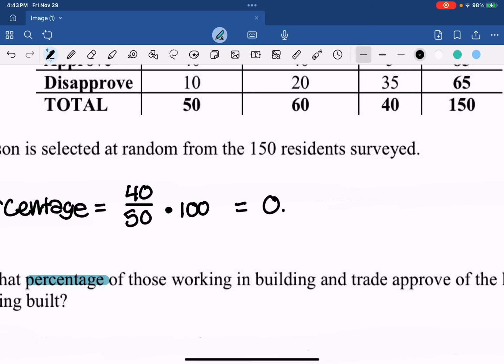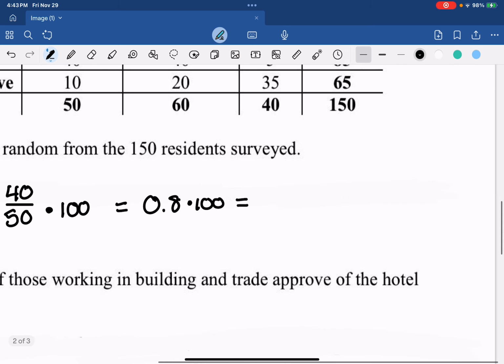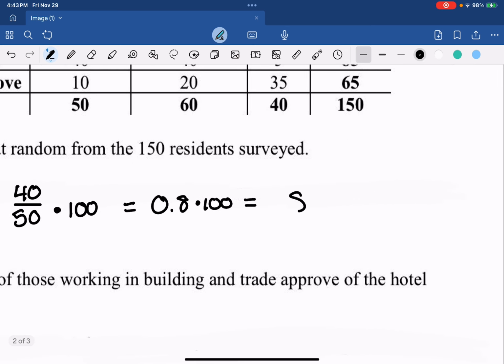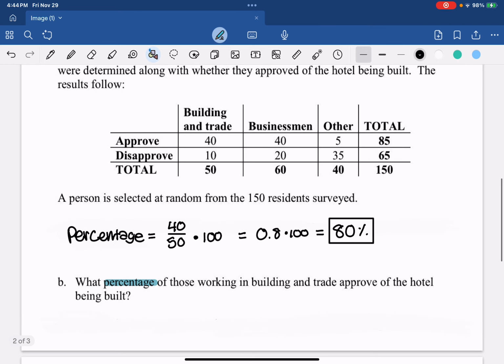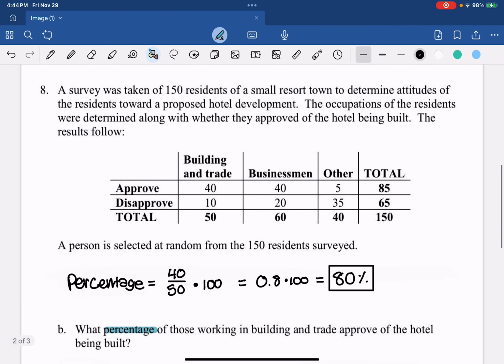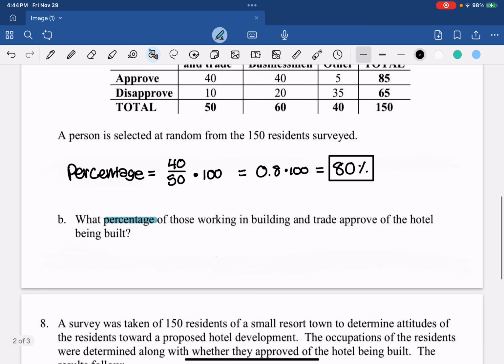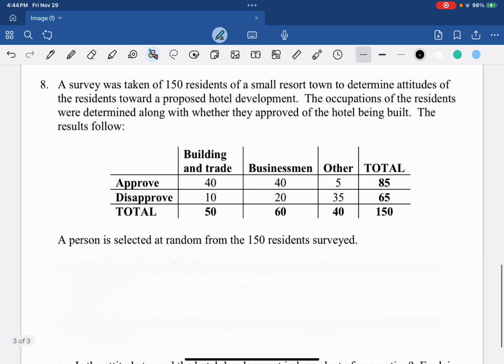So then we get 0.8 times 100, and that equals, I'm just going to write it down as 80%, right? So 80, that's our answer. So 80% of the people working in the building and trade approve of the hotel being built based on these numbers.